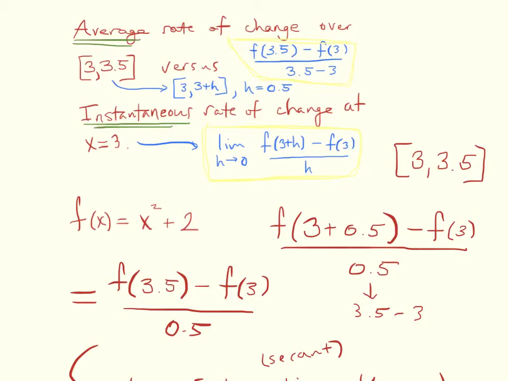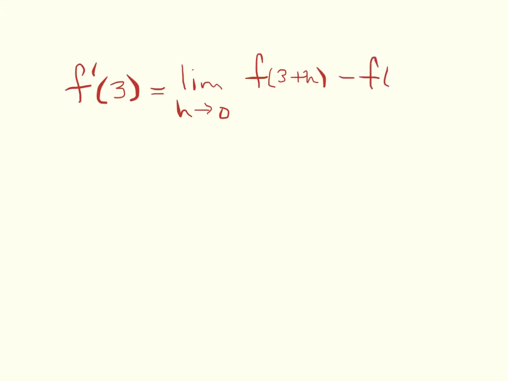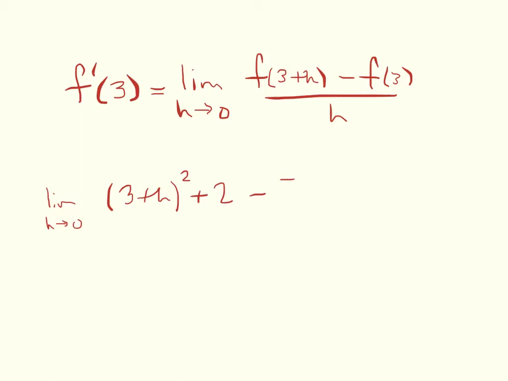So I'm going to move to the right, and I'm going to figure out what f prime of 3 is, which is the notation that we introduced in one of the other videos. It's going to be the limit as h goes to 0 of f of 3 plus h minus f of 3 over h. What was this? This was the limit as h goes to 0 of 3 plus h squared plus 2 minus 3 squared plus 2, all of that over h.